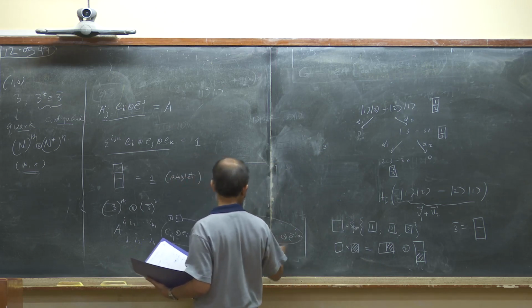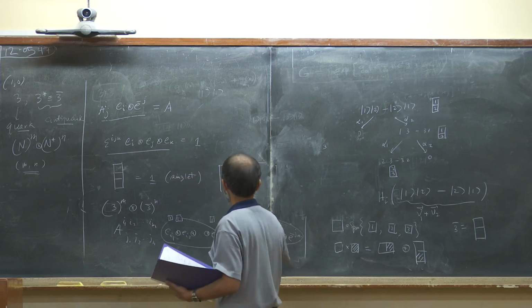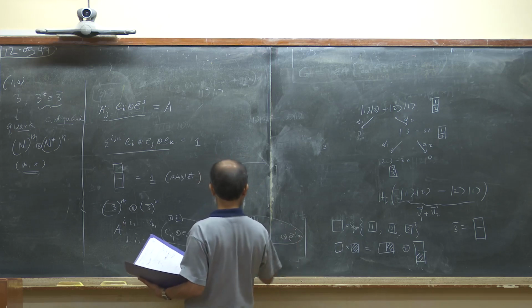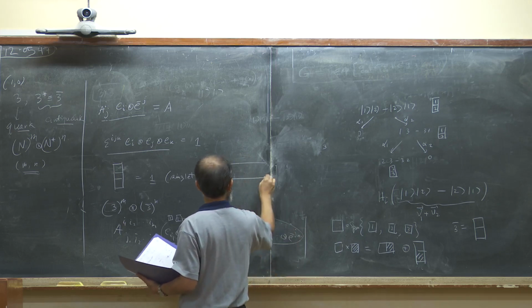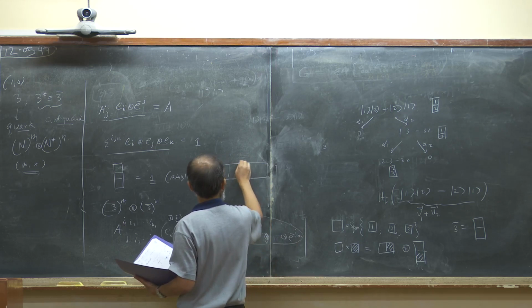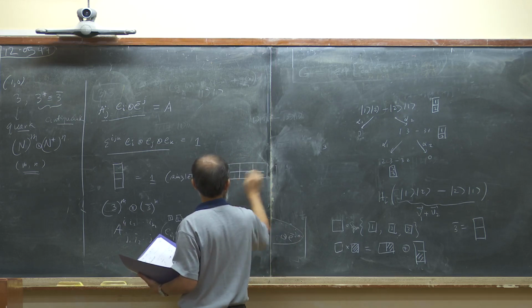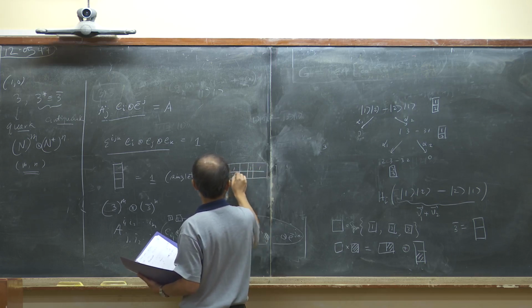So let me write that particular state using the following notation. First I will write these n highest weight states here, gluing them together, 1, 1, 1, 1, 2, 2, 2, 2. Okay.